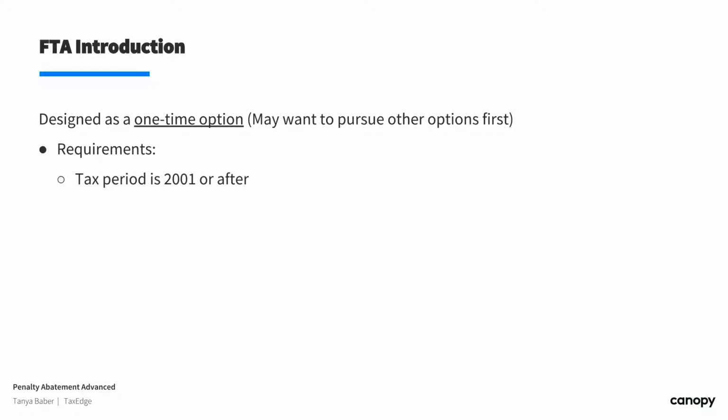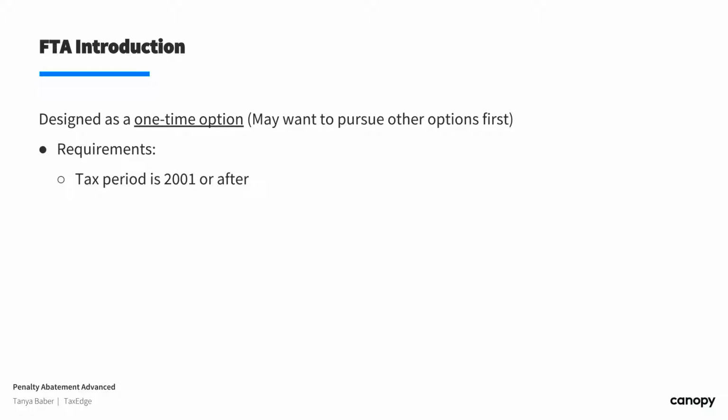There never really was anything very distinct in the Internal Revenue Manual, but now they've changed it. It's only for tax periods 2001 or after, or specifically in the IRM it says tax periods after December 31st of 2000. So anything beginning in 2001 and after. Those are the ones that are eligible. But that's still a very wide window for us.